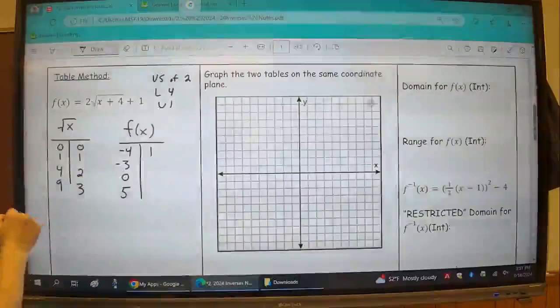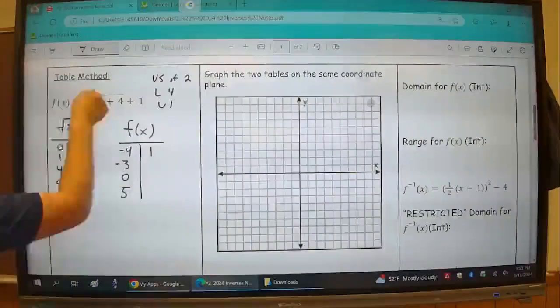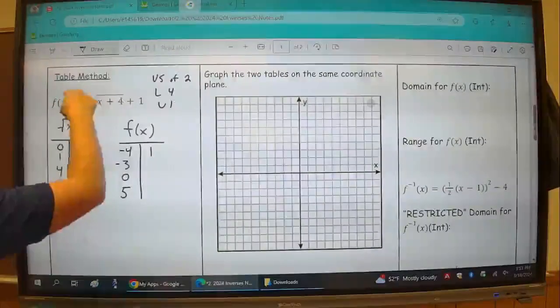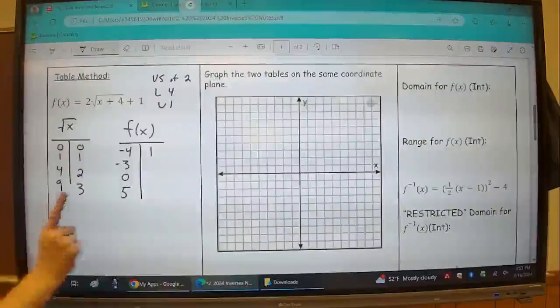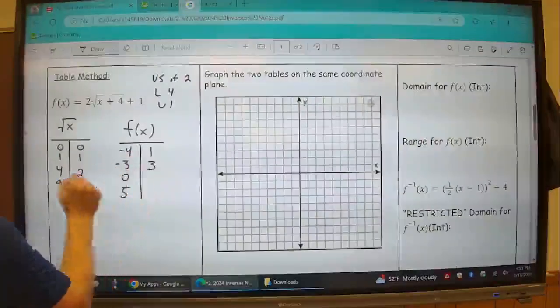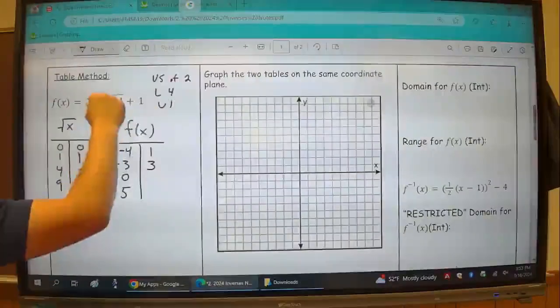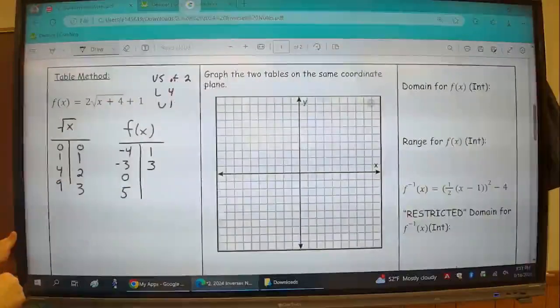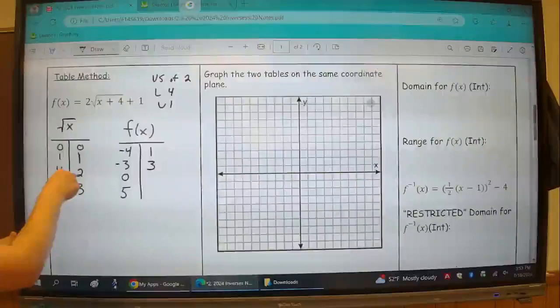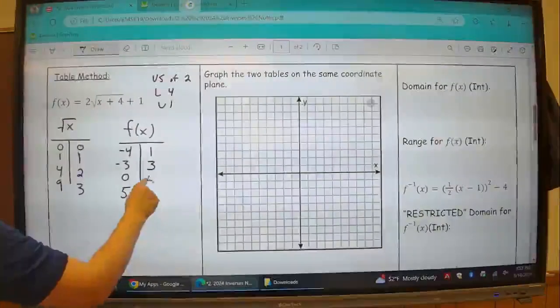Works either way. I could take this negative 3, plug it in. Negative 3 plus 4 is positive 1. The square root of positive 1 is still 1. 1 times 2 is 2. 2 plus 1 is 3. Or I could have said my old y of 1 gets doubled, now it's 2, plus 1, now it's 3. My old y of 2 gets doubled, 2 times 2 is 4, 4 plus 1 is 5.